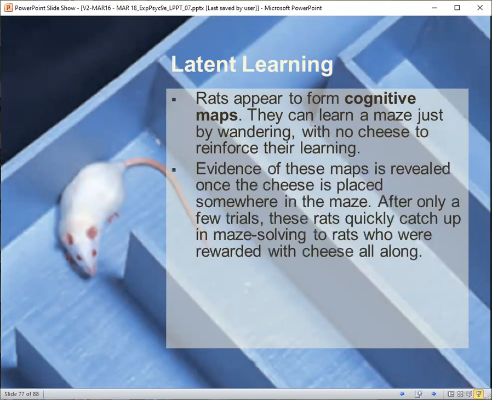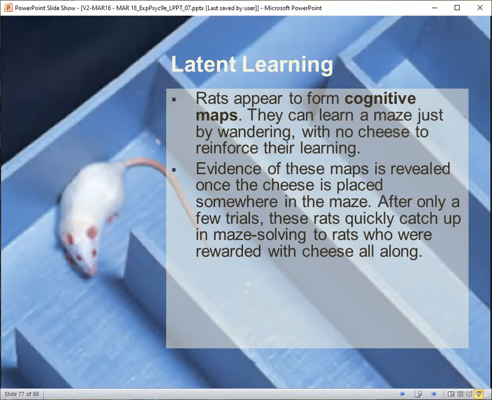Okay, so the evidence of these maps is revealed once the cheese is placed somewhere in the maze. So they've been running around this maze for a while with no reward or reinforcer around. Then they put some cheese in there, somewhere in the maze. And after only a few trials, these rats quickly catch up in maze solving to rats who were rewarded with cheese all along. So they demonstrated in this instance that they learned something while they were just wandering around the maze with no reinforcers in sight, compared to the rats who were being trained and reinforced with the cheese all along. They quickly caught up with that level of rat skill for that particular maze.